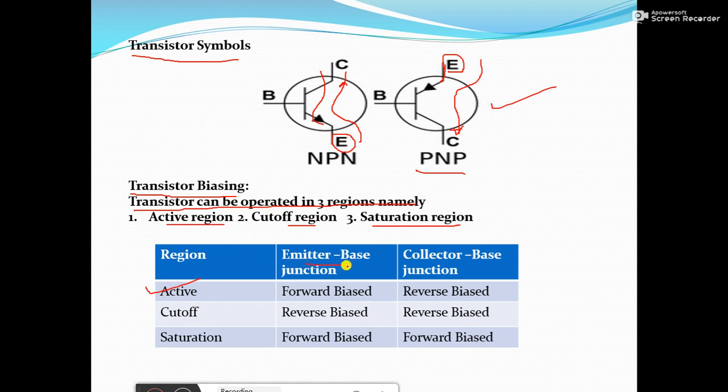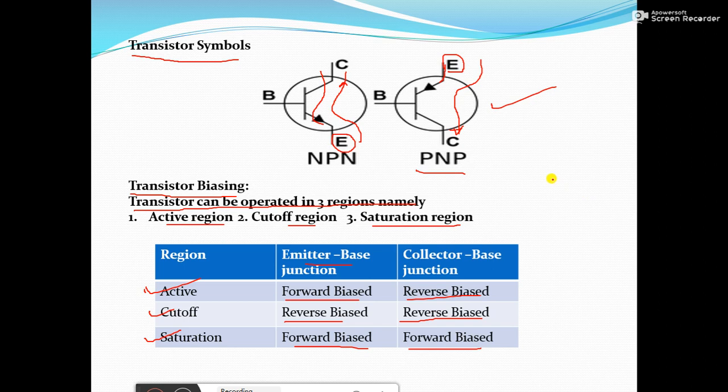The emitter to base junction should be forward biased, and the collector to base junction should be reverse biased. So the EB junction should be forward biased and the CB junction should be reverse biased, then it can be operated in active region. And if you want the transistor to be operated in cutoff region, then both junctions, the emitter to base junction as well as the collector to base junction, should be reverse biased. And if you want to operate the transistor in saturation region, both junctions should be forward biased. Emitter to base junction as well as collector to base junction should be forward biased.